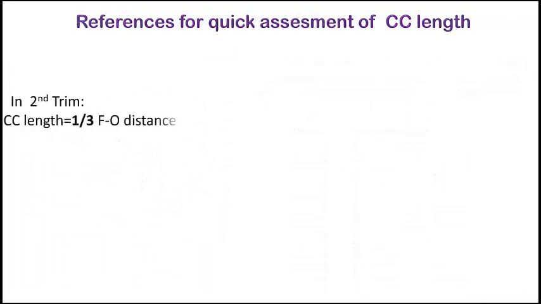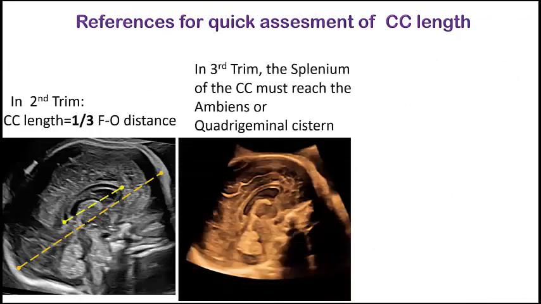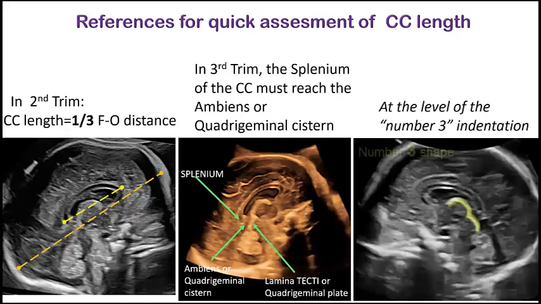In daily practice, there are some tips that can be useful for a quick assessment of the corpus callosum length. In the second trimester it should be around one third of the occipitofrontal distance. And in the third trimester, the splenium of the corpus callosum must reach the ambient or quadrigeminal cistern at the level of the lamina tecti. Another practical hint is to verify that the splenium reaches the indentation of the number 3 shape formed by the fornix and the lamina tecti.